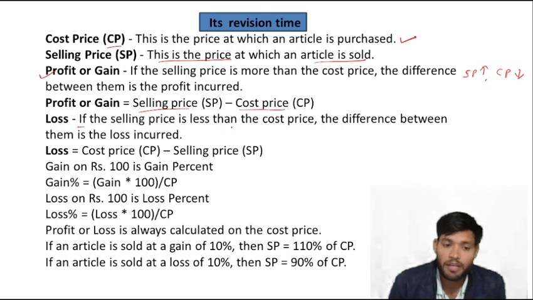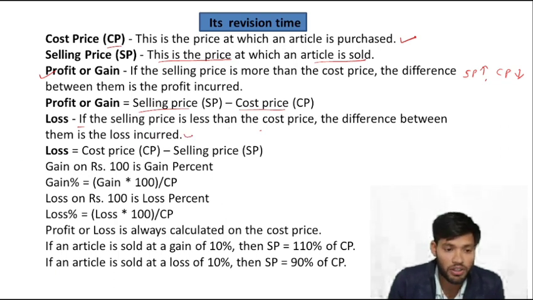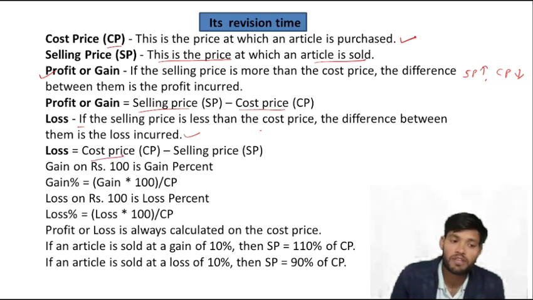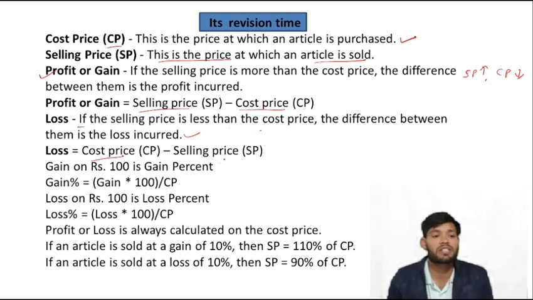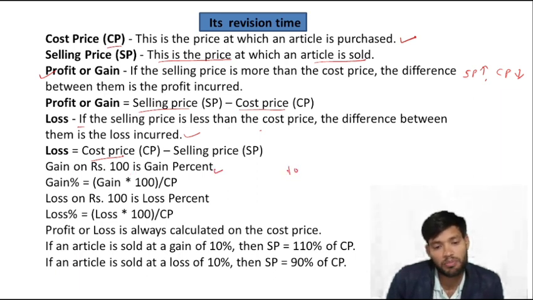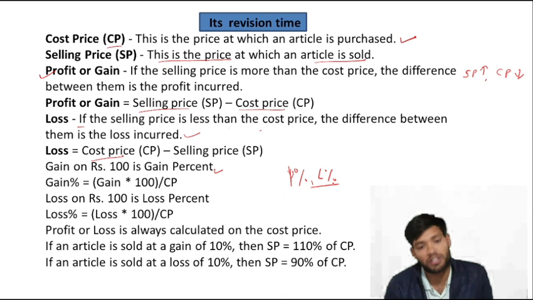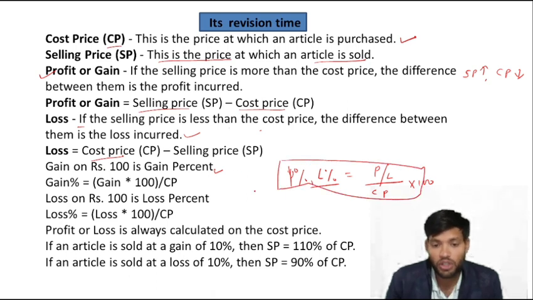Loss: if the selling price is less than the cost price, the difference between them is the loss incurred. How can we calculate loss? Loss equals cost price minus selling price; when we subtract selling price from cost price, we obtain the loss. There is another concept, profit percent or loss percent, on which we have practiced questions. Profit or loss percentage means profit or loss divided by CP, into 100.